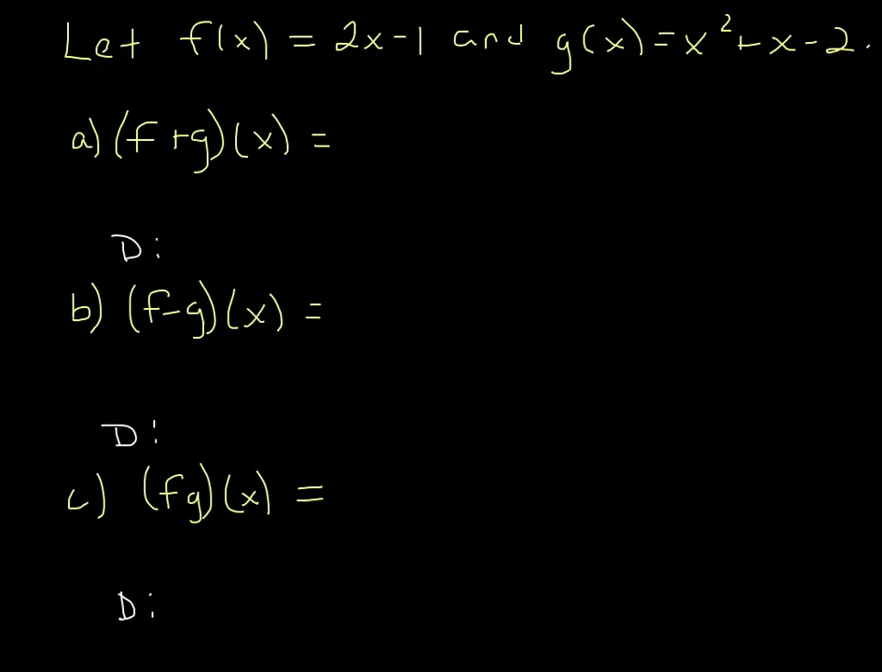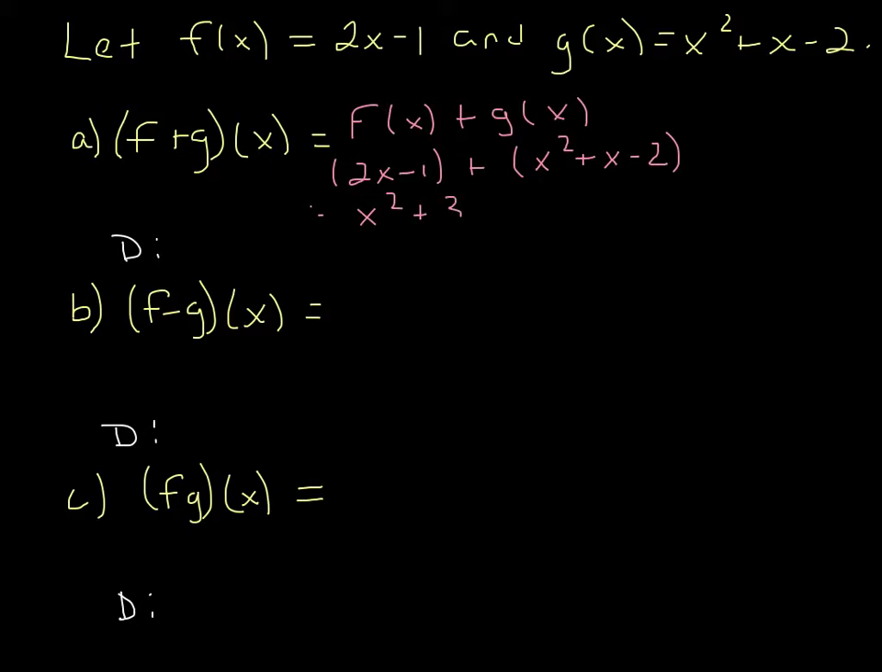So we've got f of x equals 2x minus 1, and g of x is x squared plus x minus 2. And we want to find f plus g of x. Well, remember that f plus g of x is simply f of x plus g of x. So we have 2x minus 1 plus x squared plus x minus 2. And it's just a matter of combining like terms. So that's going to give us x squared plus 3x and minus 3.